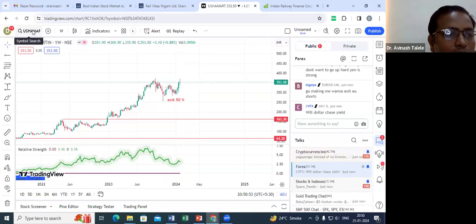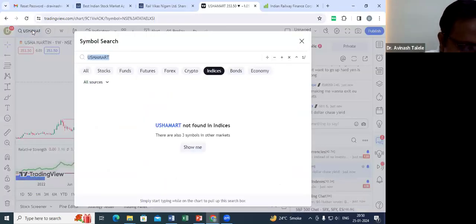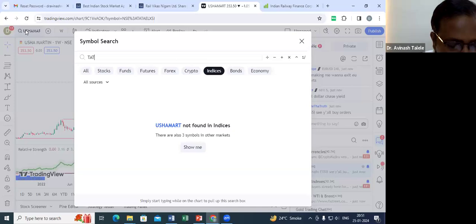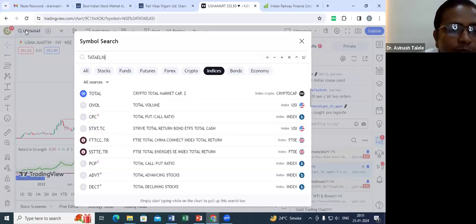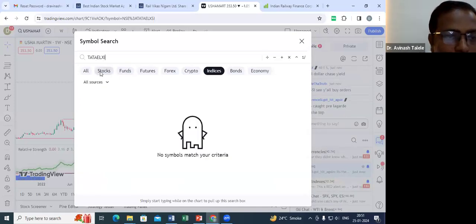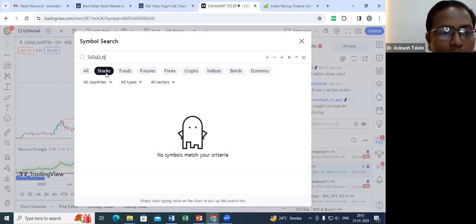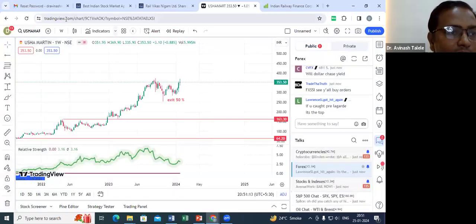Coming to another real example I want to give you, Jyoti, I mean, I'll give you this Usha Martin only, or you can tell me any stock. I'll tell you my real stock is Tata Elxsi, which many people in the group know that I've been talking about Tata Elxsi for quite some time now.